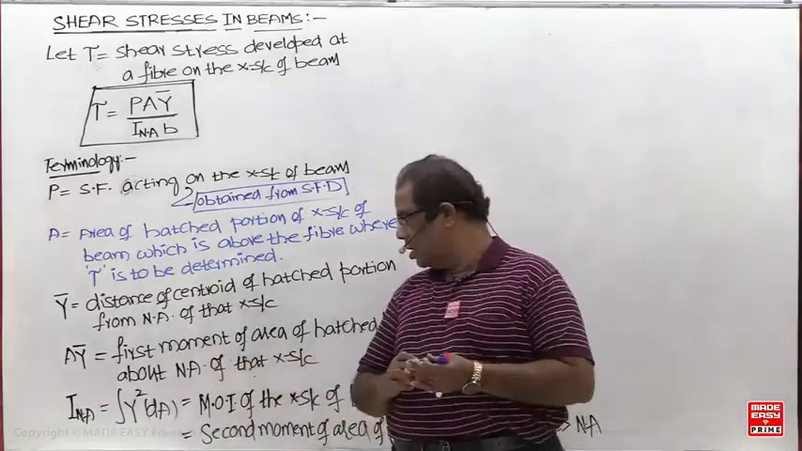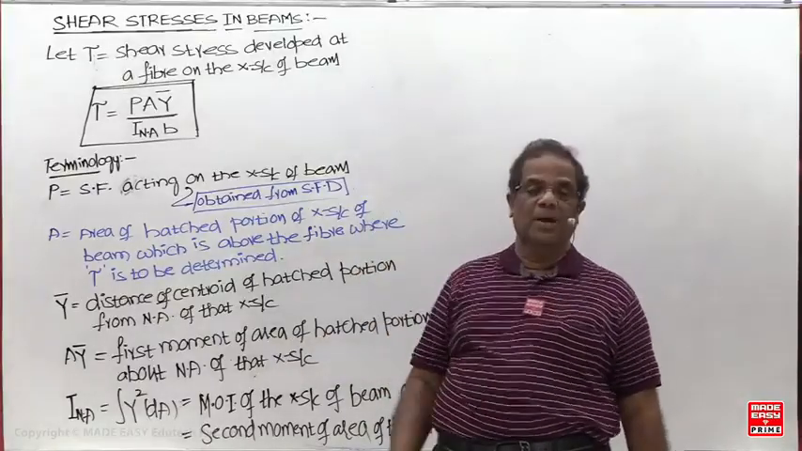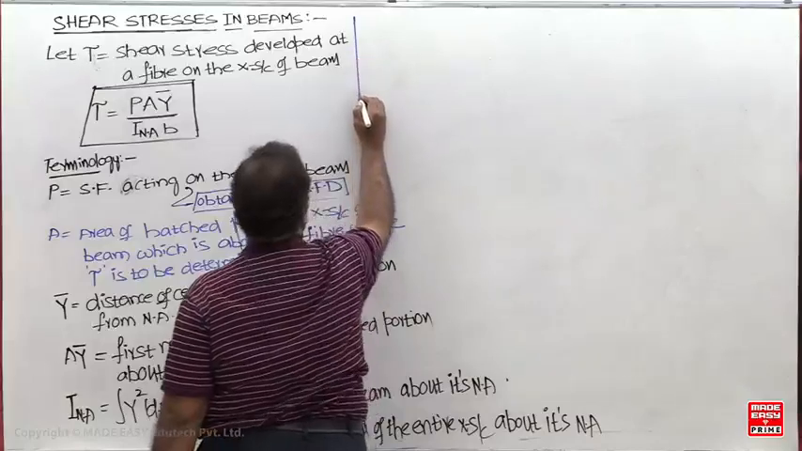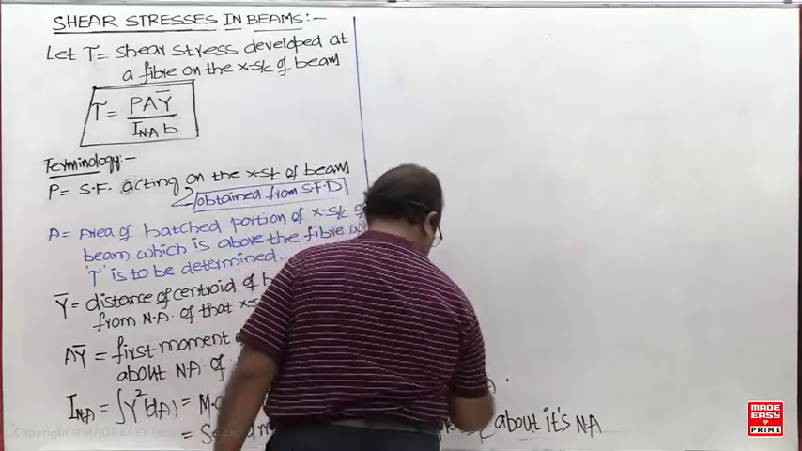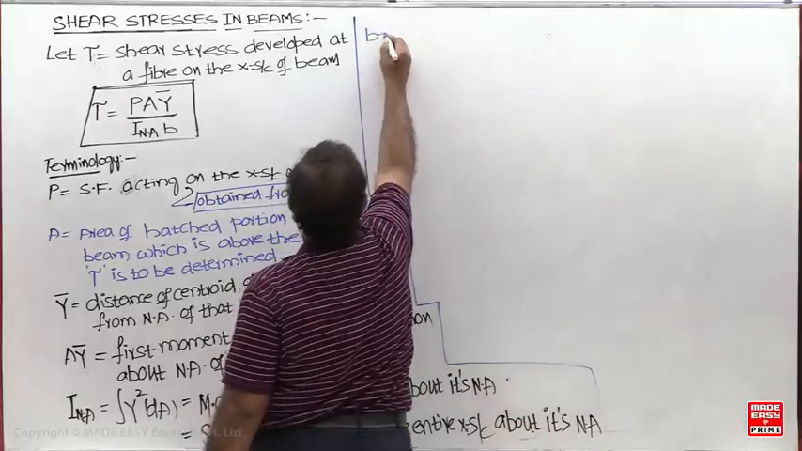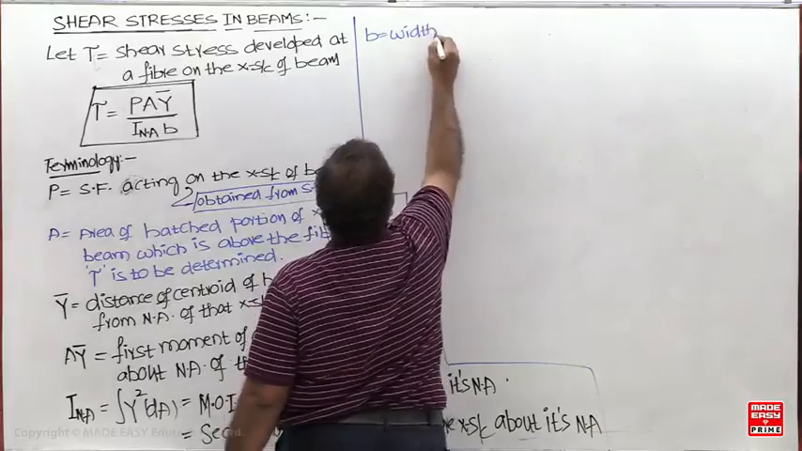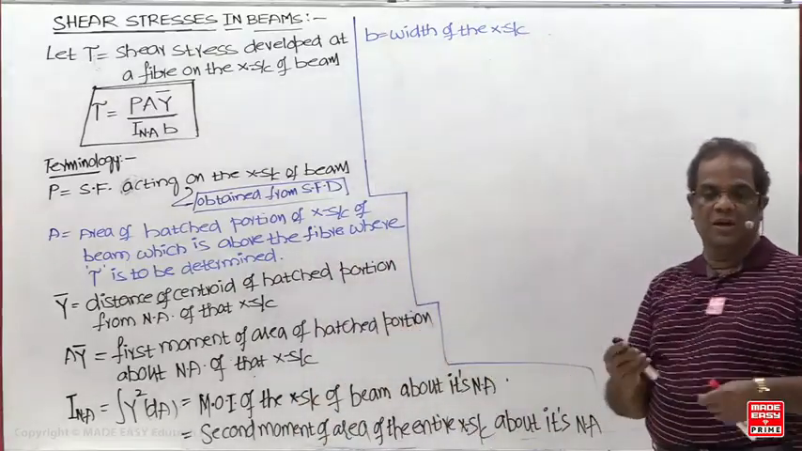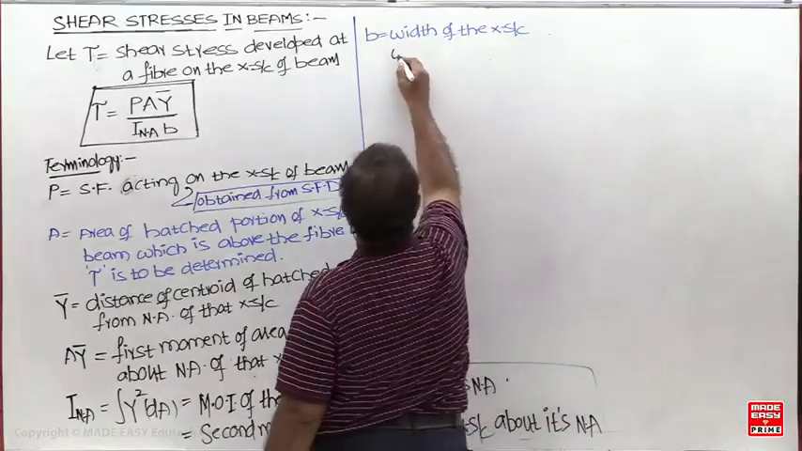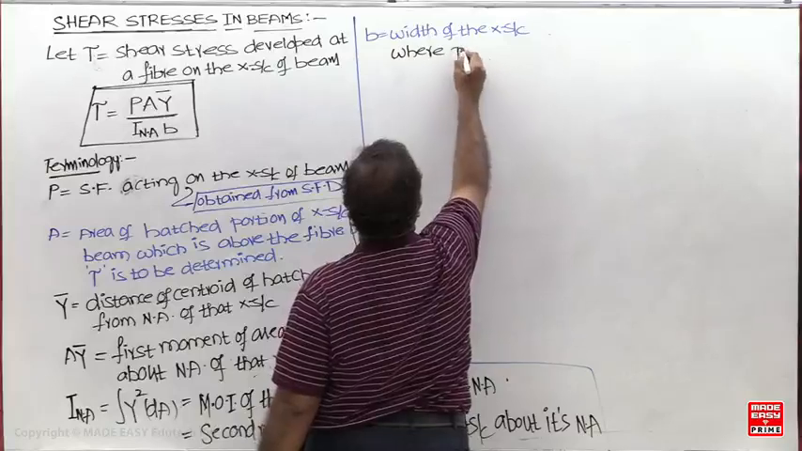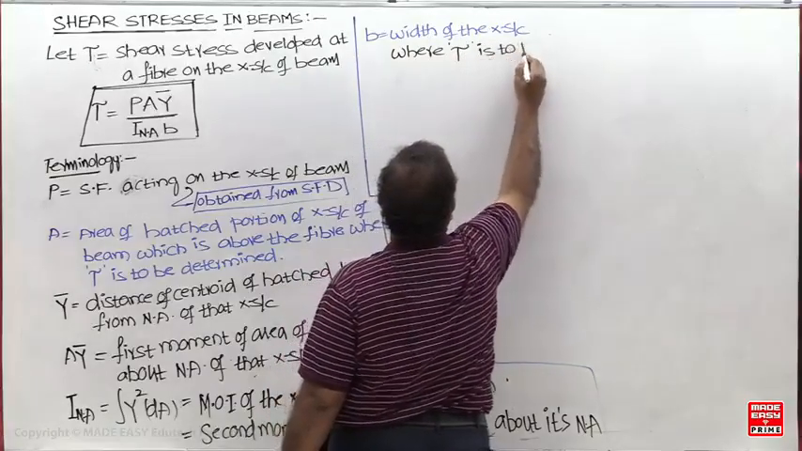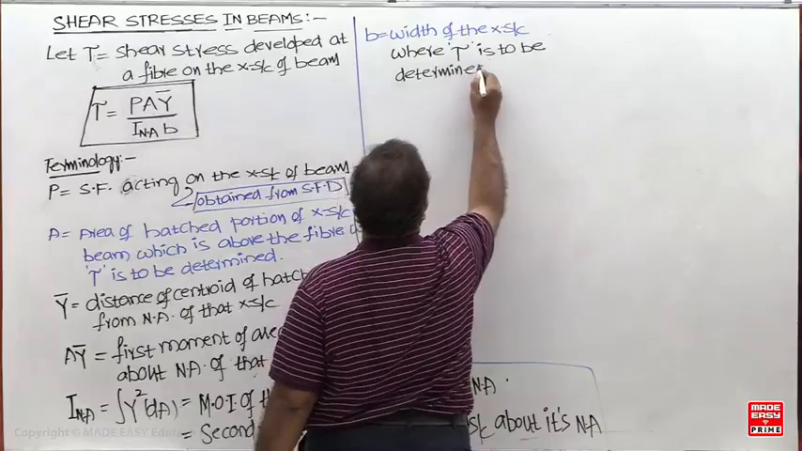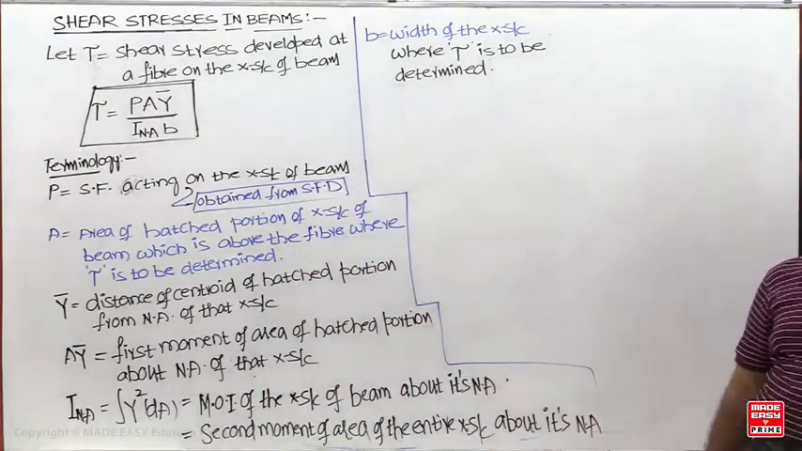This is for the entire cross section, but this is for what now? Only the portion above that fiber, the portion above the fiber. B: the width of the cross section. Width of the cross section where shear stress is to be determined.